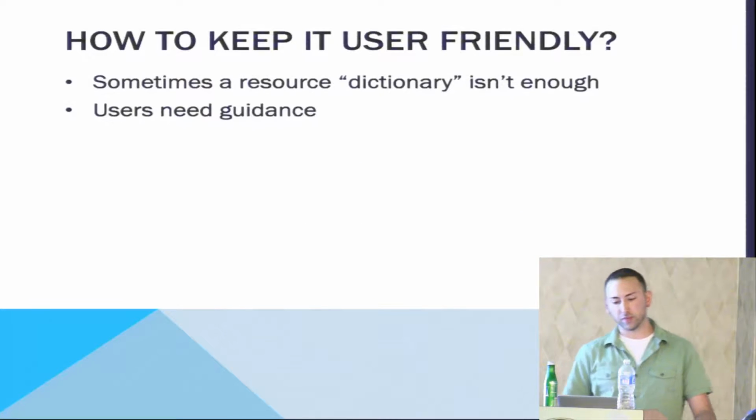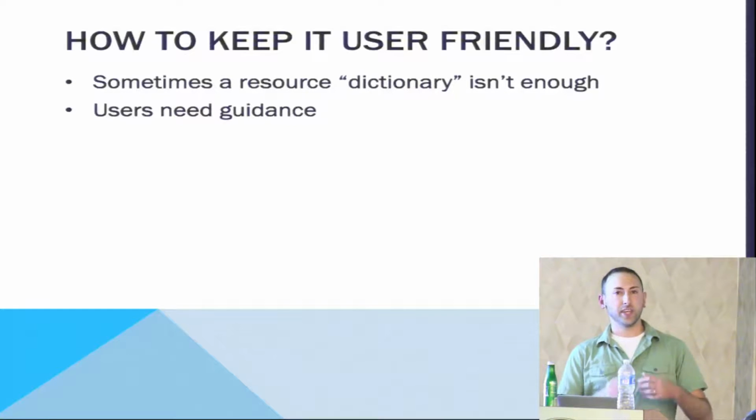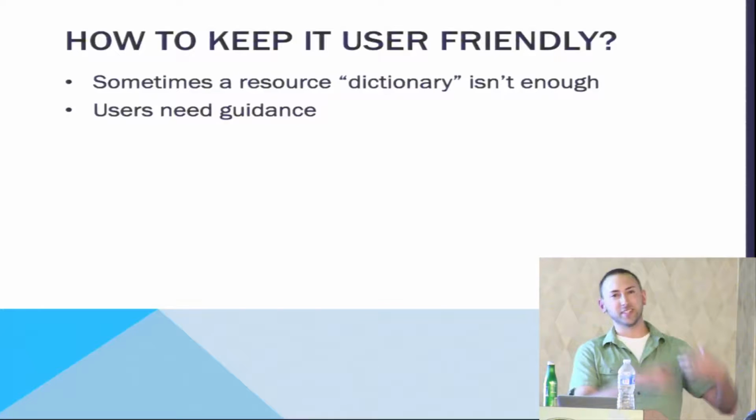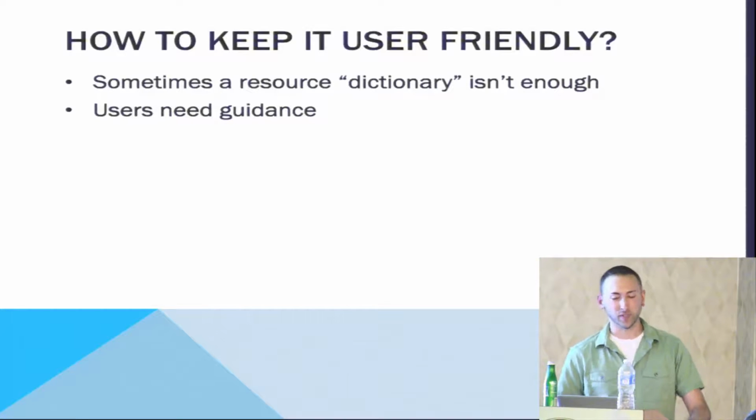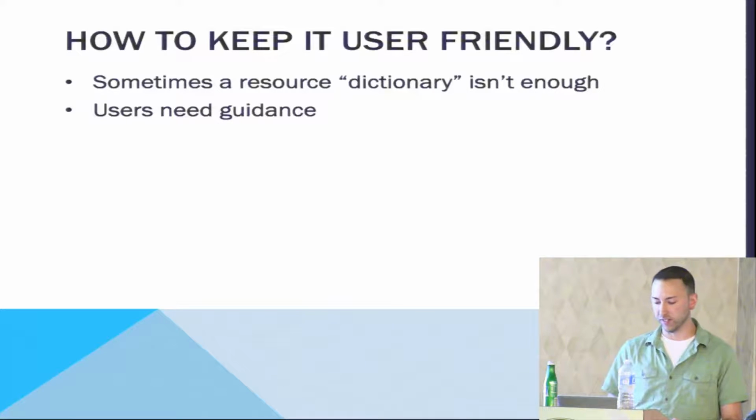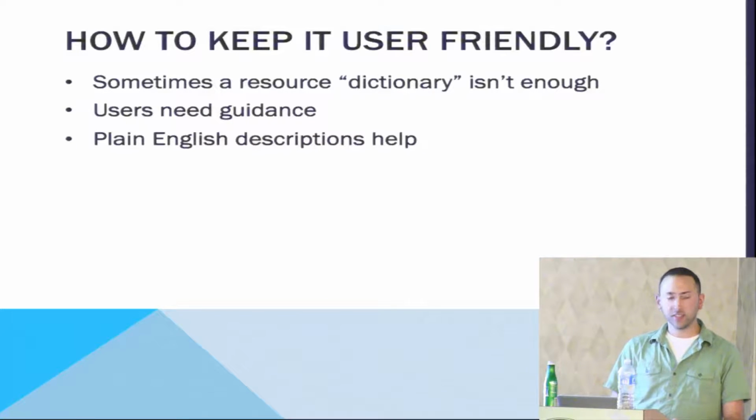So how do you keep it user-friendly? Well, sometimes a resource dictionary isn't enough. You can't just tell somebody WizeHive has workspaces, forms, here are the attributes. It doesn't really make sense to them. They need to know what is a workspace, what's the paradigm, how does this all relate to each other? So plain English descriptions help.